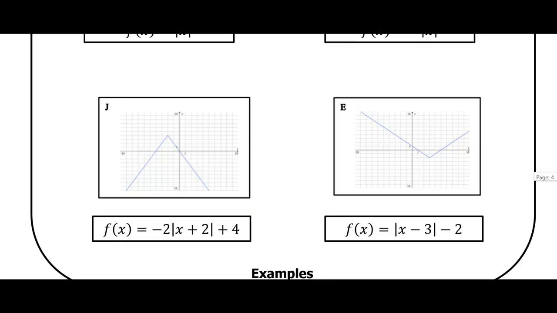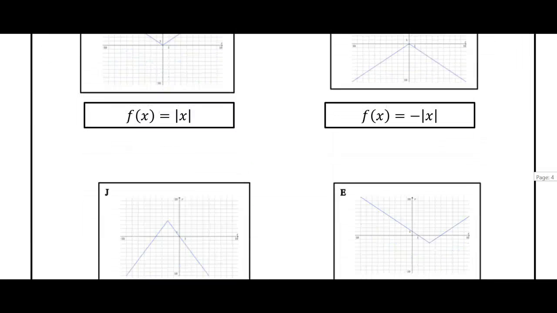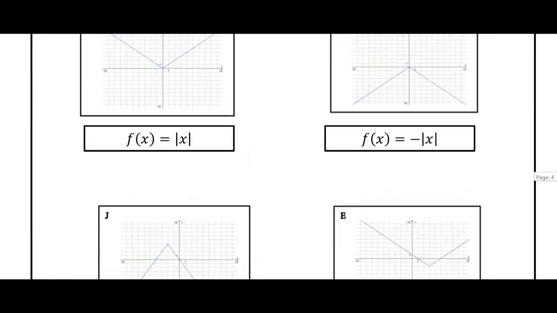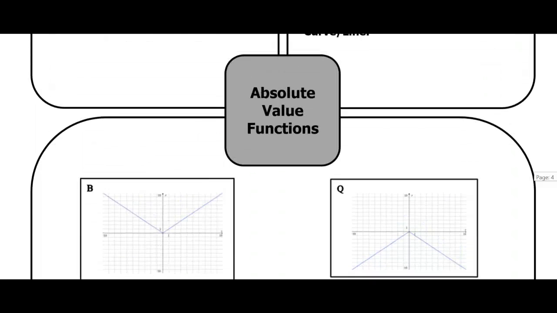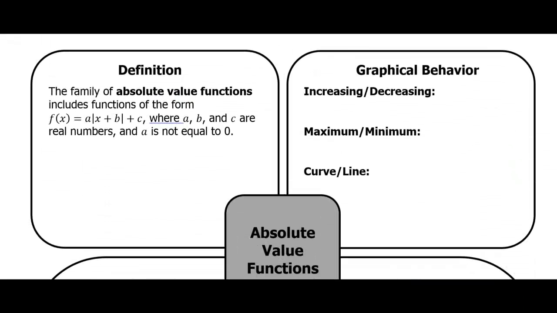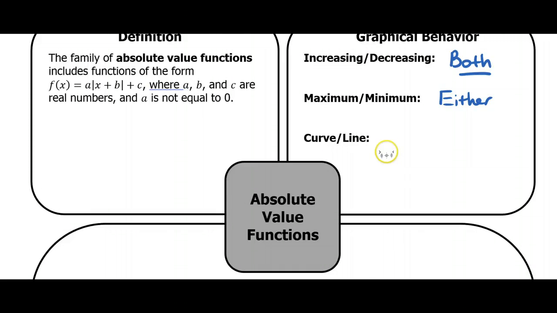One thing you may notice about all of these graphs is they're all V's. So all of your V-shaped graphs are going to be in the absolute value functions family. The behavior of these functions is going to be very similar to your quadratics. They're going to be both increasing and decreasing. They will have either a max or a minimum. The only difference between these and your quadratics is that these graphs are not curves, they are made up of lines.